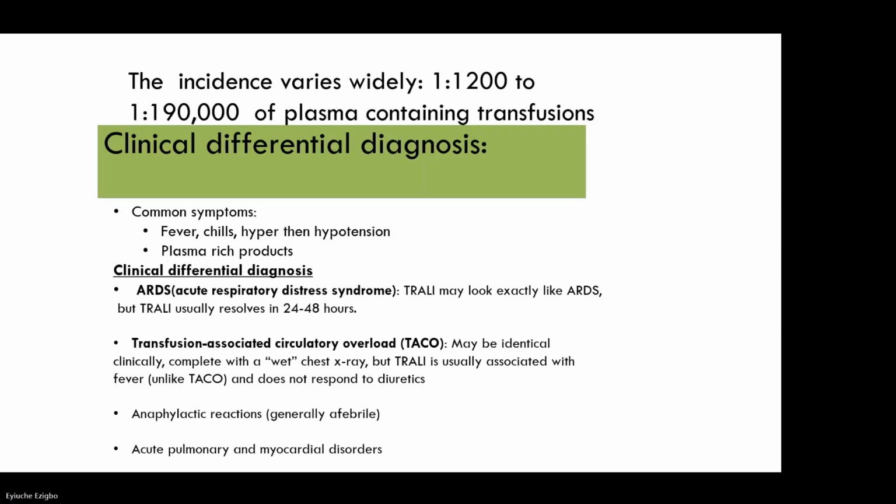The incidence varies widely, 1 in 1,200 to 1 in 1,900 of plasma-containing transfusions. The clinical differential diagnosis includes the common symptoms. We have fever, chills, hypertension, then hypotension. Plasma-rich products are mostly implicated. For the differential diagnosis, we have acute respiratory distress syndrome.